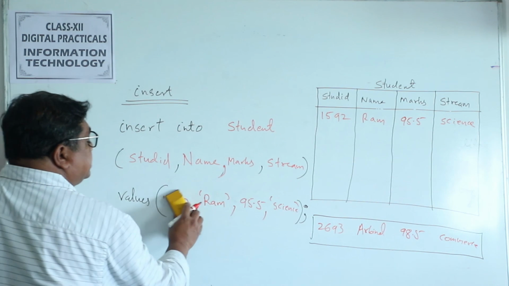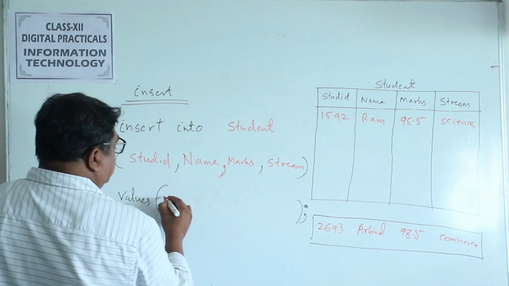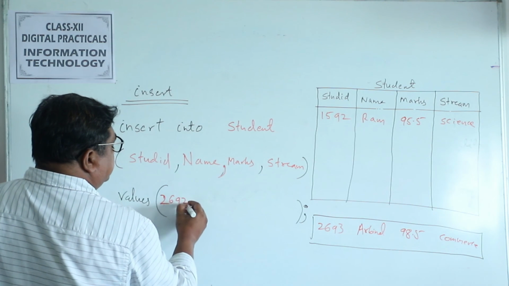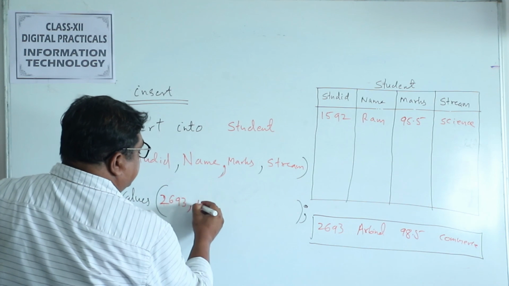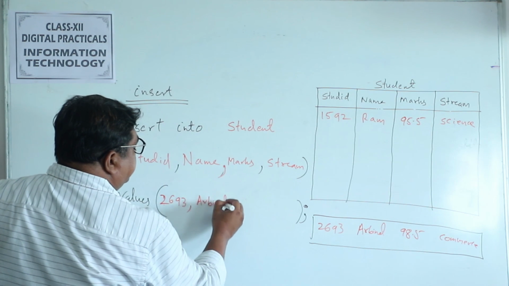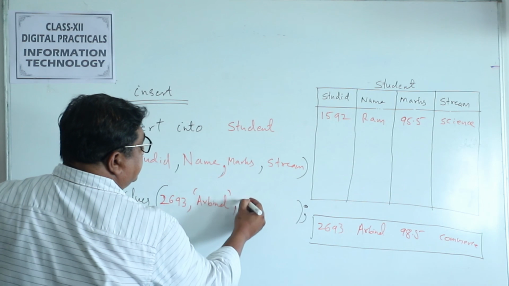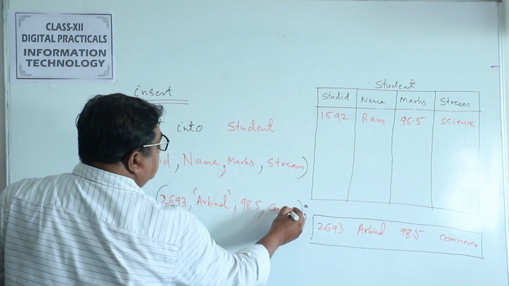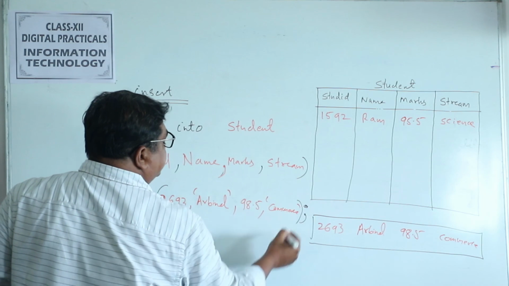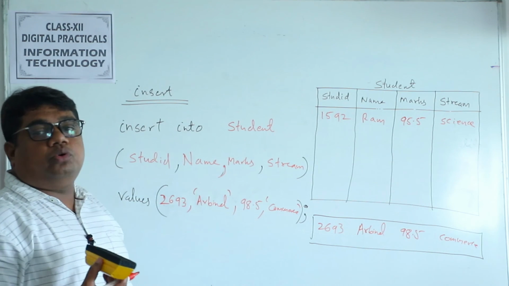Now we have to change the data here. And what is the data? I want to store 2693. So I have to write 2693. Then for name I have taken Arvind. Is it the correct way? No. We have to enclose it within single quotes or double quotes. Then 98.5. Then commerce, and all the character data types have to be enclosed within a pair of quotes.